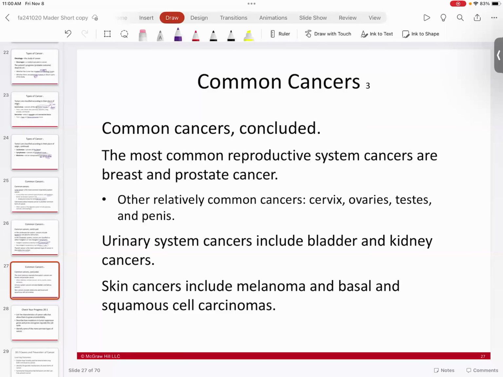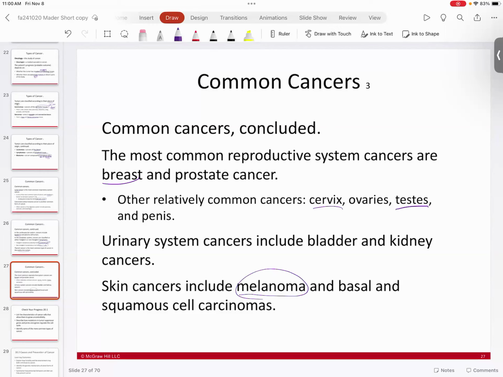Of the reproductive ones, breast cancer and prostate cancer. Those are probably the most common ones. We also have and hear a lot about cervical cancer, testicular cancer, less so the ovaries and the penis. In the urinary system, bladder and kidney cancer, those are typically rare, but they're pretty obnoxious. They're pretty bad. And then, of course, in skin, melanoma is a really bad one.